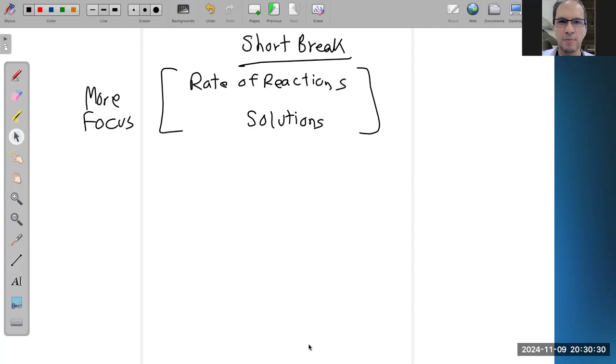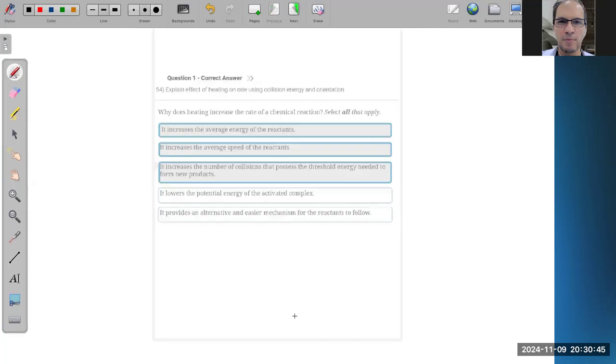Okay, now we'll focus a little bit more on chapter 12, as it is one of the latest chapters. Okay, and we'll see some questions about it. You can see the screen now.